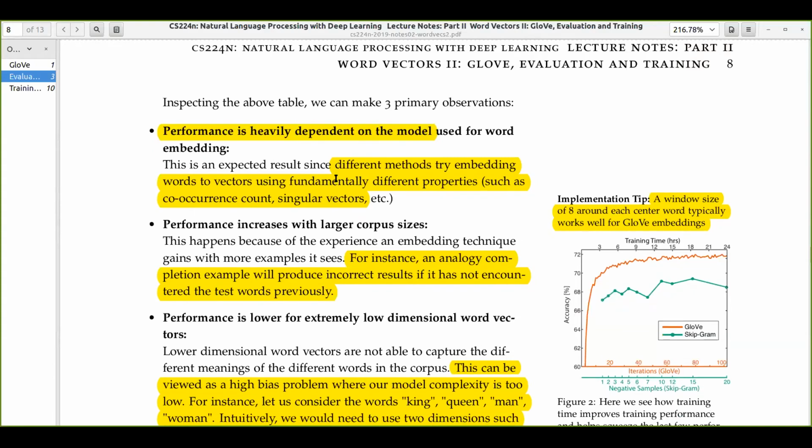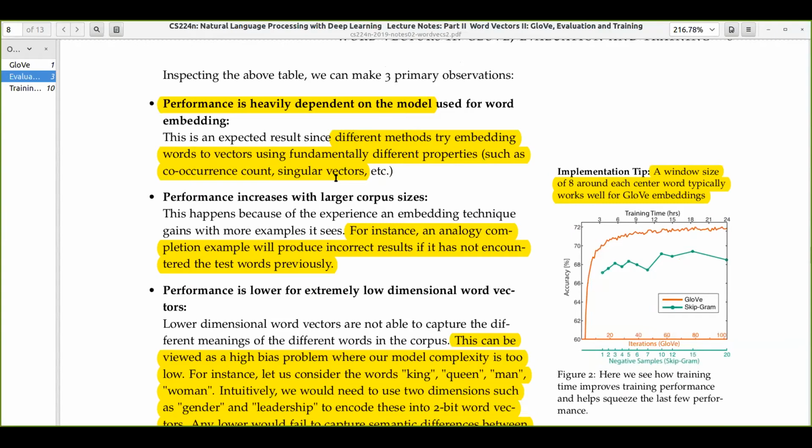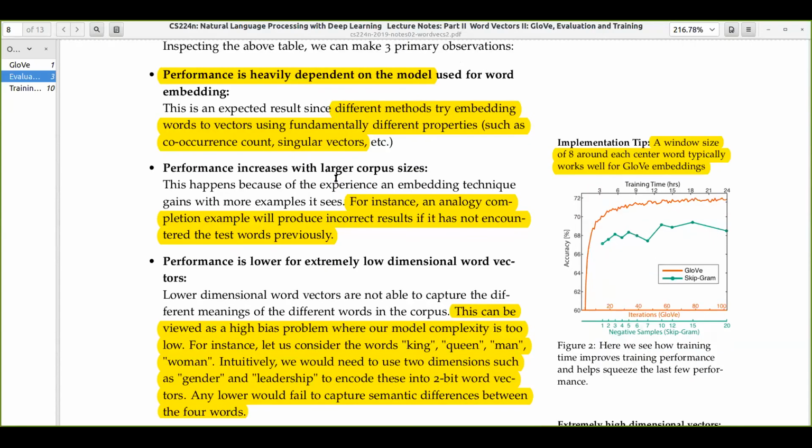Another observation is that the performance of the model is going to increase as the data, the corpus size, increases. I don't think this needs much explanation. We all know that giving more data is going to help improve the performance of the models.